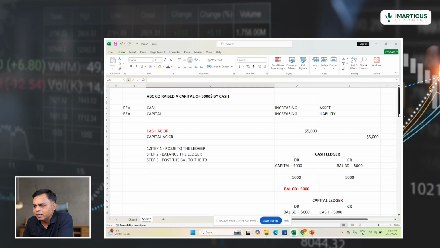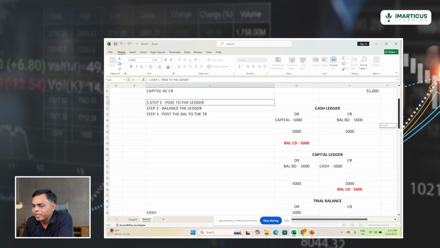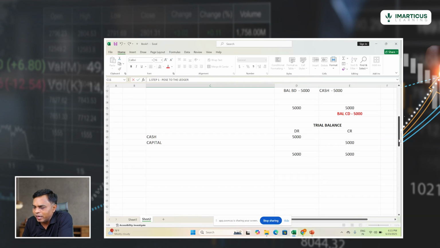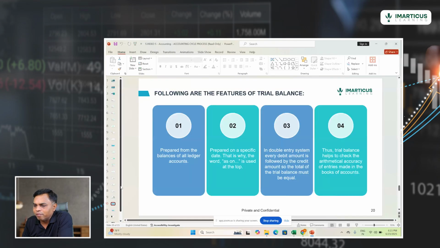This is the process you need to follow for preparing a journal entry for the purpose of recording the transaction. Then you need to post it to the ledger. Then the ledger has to be balanced. After balancing the ledger, the ledger balances need to be moved to the trial balance. This is the process you need to follow while recording the transactions.